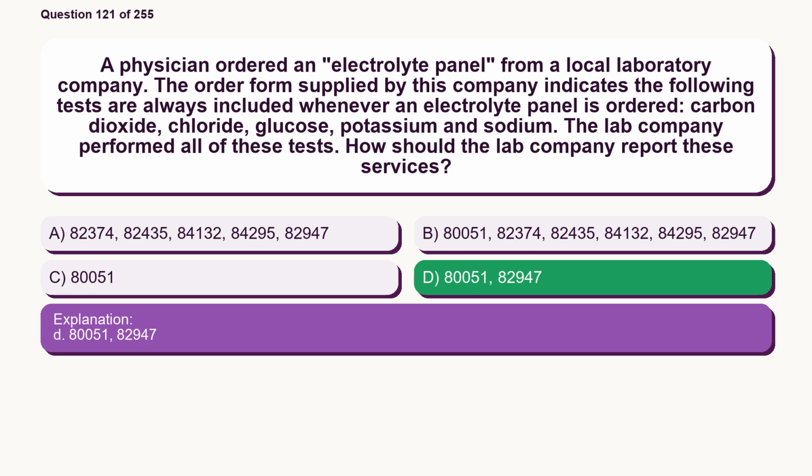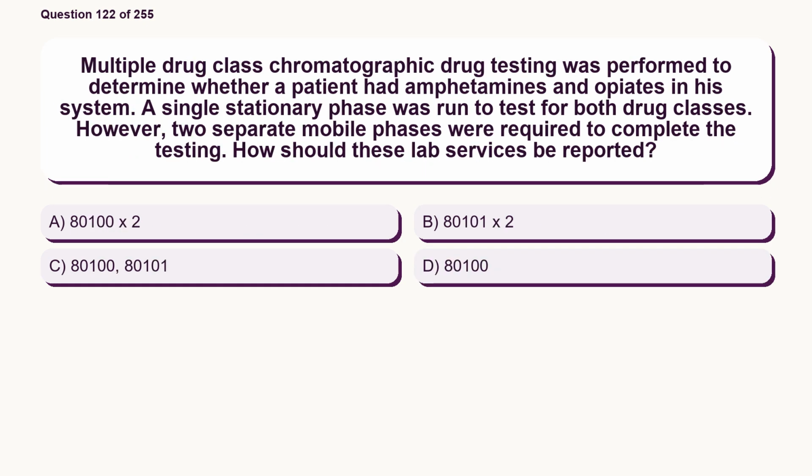Question 122. Multiple drug class chromatographic drug testing was performed to determine whether a patient had amphetamines and opiates in his system. A single stationary phase was run to test for both drug classes. However, two separate mobile phases were required to complete the testing. How should these lab services be reported?